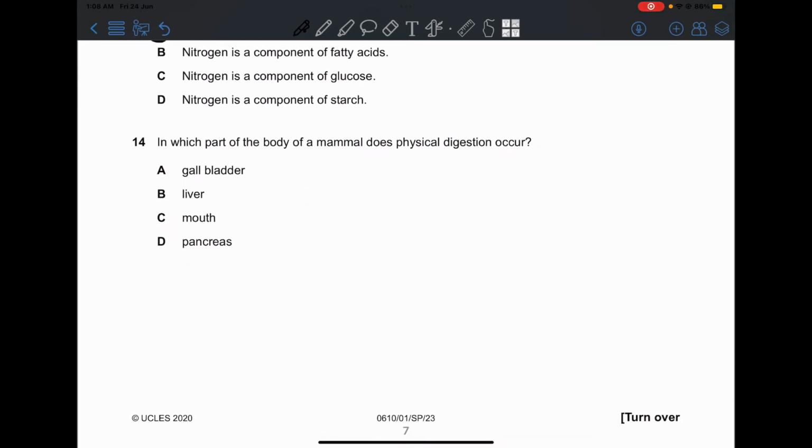14, in which part of the body of a mammal does physical digestion occur? Now over here we can't be choosing A, because this is where the bile is stored. So no, this is not physical digestion, mechanical digestion. So B, liver, this is actually incorrect. And the mouth, this is where physical digestion occurs because of the presence of teeth. So we know that teeth is the mechanical digestion, and this is where the food is being physically broken down, not by enzymes or chemicals. This is actually physical. So C is going to be our answer.